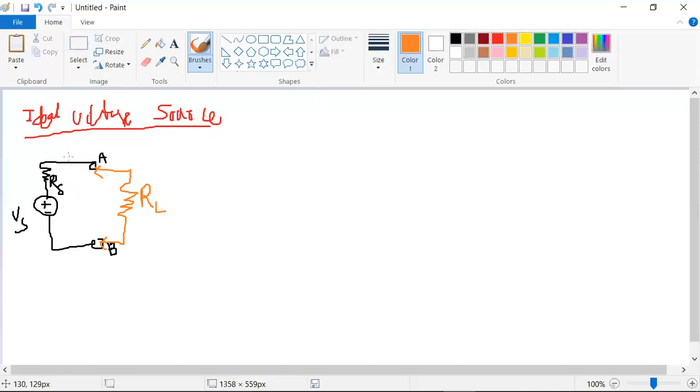The current through this load is I, and the voltage across the load is V. You already know this terminology. This is V, or I can name it V naught. This is the positive sign, and this is the negative sign.